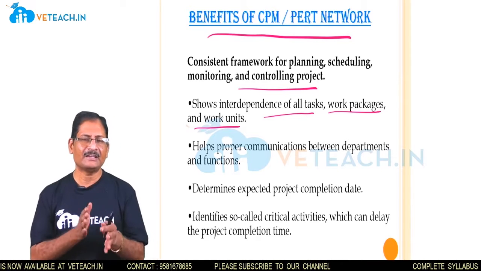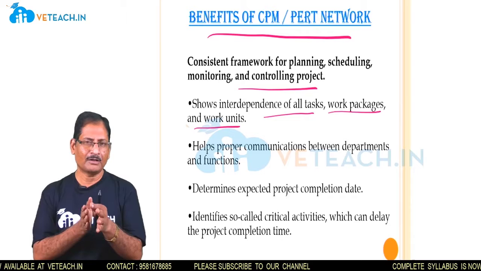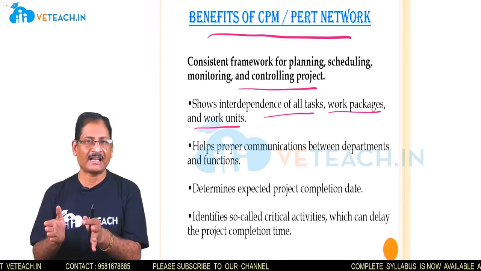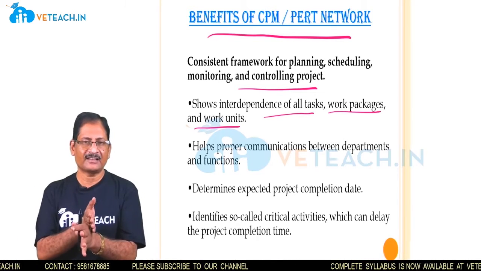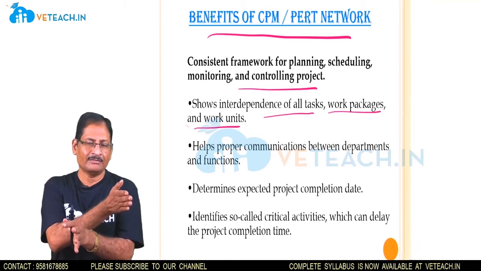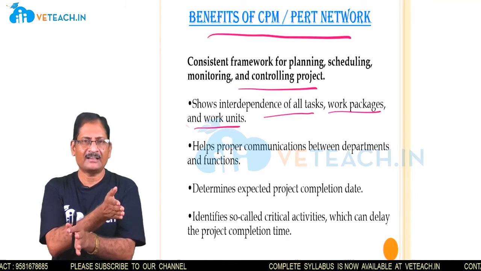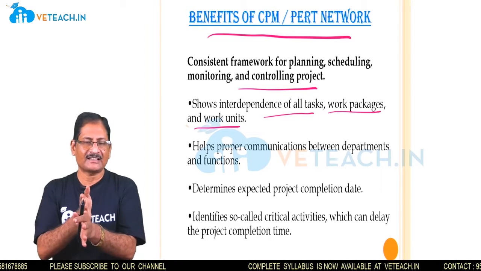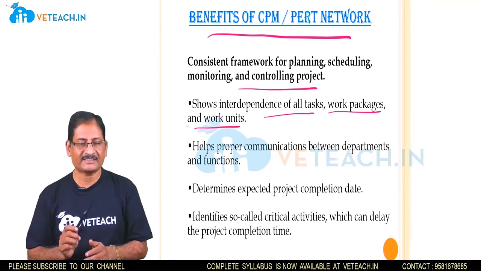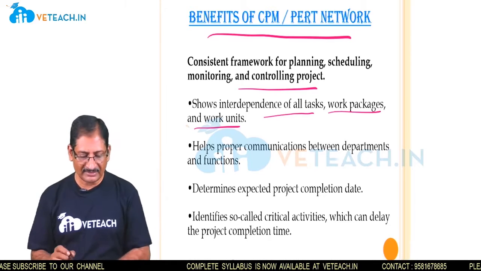So, the interdependency of the activities. For one particular activity, there are some predecessor activities as well as some successor activities. The predecessor activity is the activity which is supposed to be completed earlier, and only then will the current activity start. Once the current activity is completed, only then will the successor activity start. These are the kinds of interdependencies that we will understand.